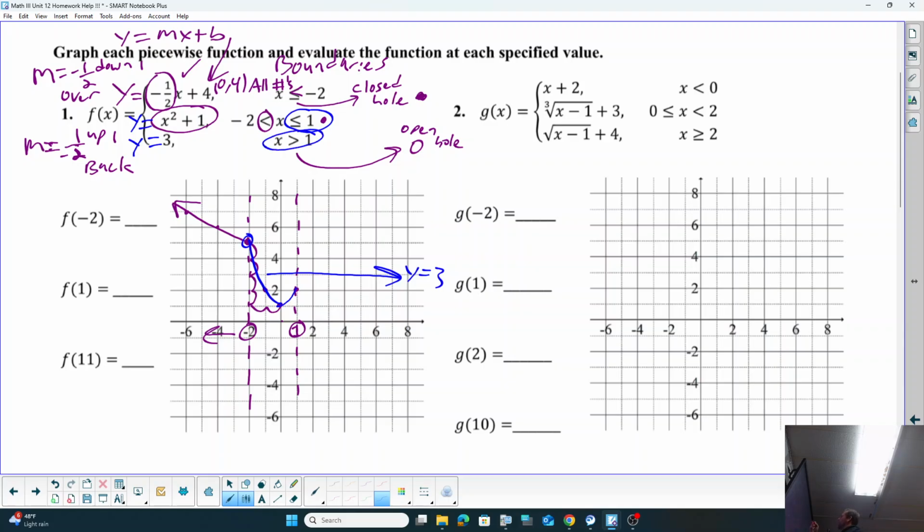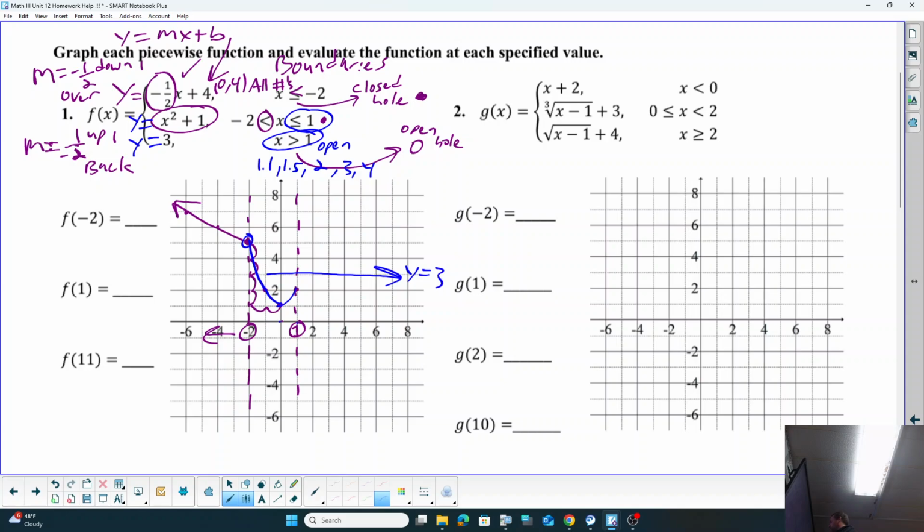Oh, the boundaries have to be all numbers greater than 1. So 1.1 works, 1.5 works, 2, 3, 4, all the way to the right. So we're going to have to erase. It is an open hole. So we're going to start, not at 1, but with an open hole at 1.